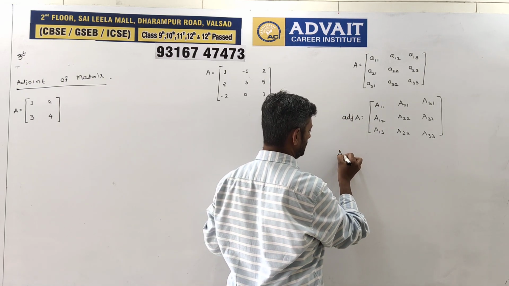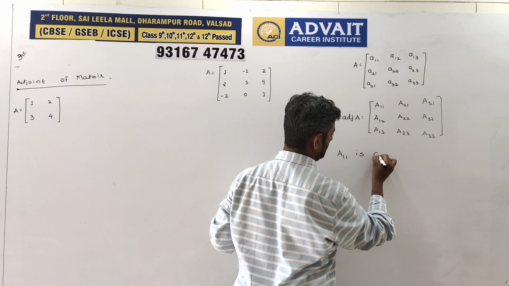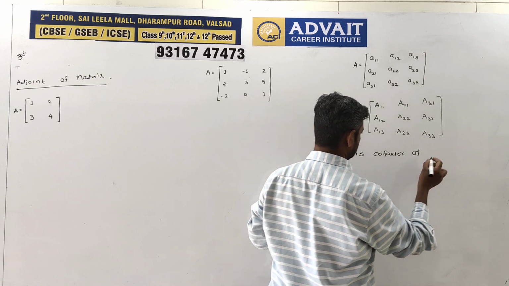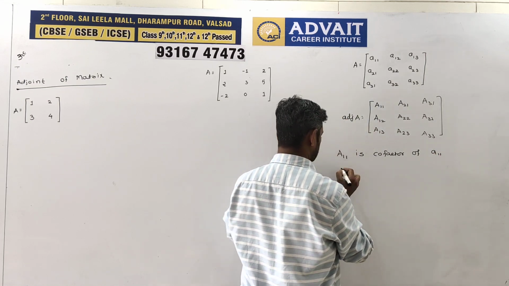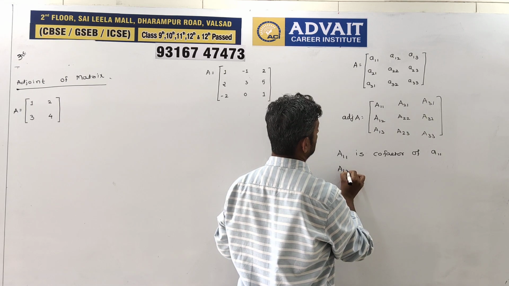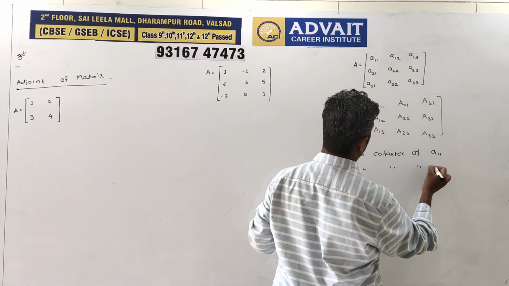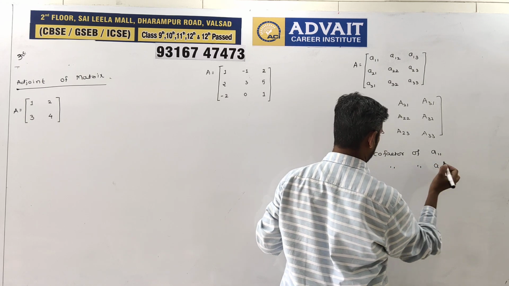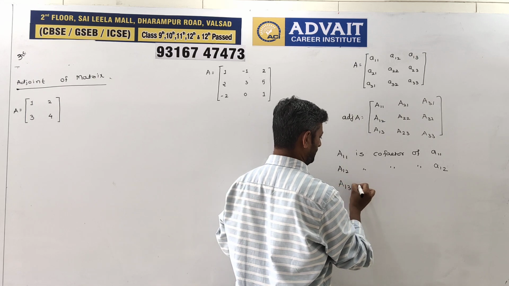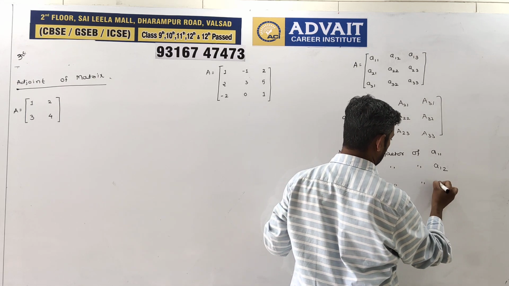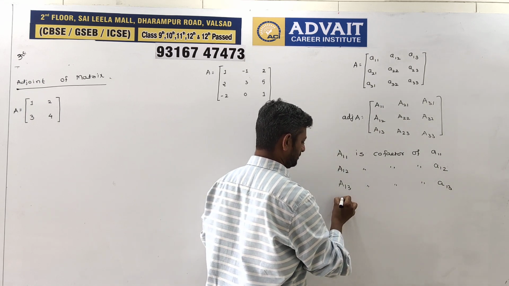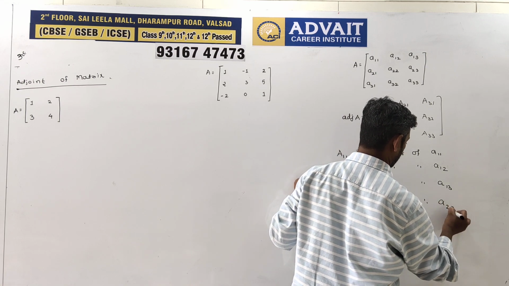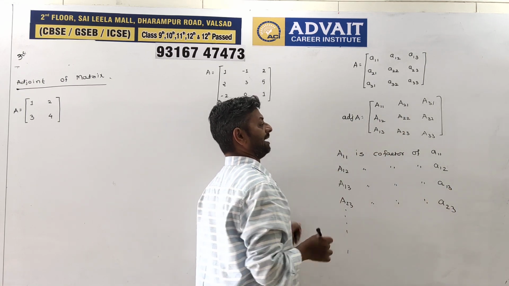A11 is the cofactor of A11, A12 is the cofactor of A12, A13 is the cofactor of A13, A23 is the cofactor of A23. The same way it will be like this.